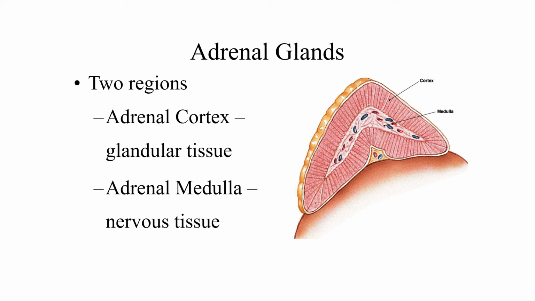If we are to cut into the adrenal gland, we will find two separate types of tissue, a superficial outermost region of tissue called the adrenal cortex. It is glandular tissue, and what that means is it's a type of epithelial tissue or endocrine gland tissue. The deeper tissue is known as the medulla, and that's made up of nervous tissue.